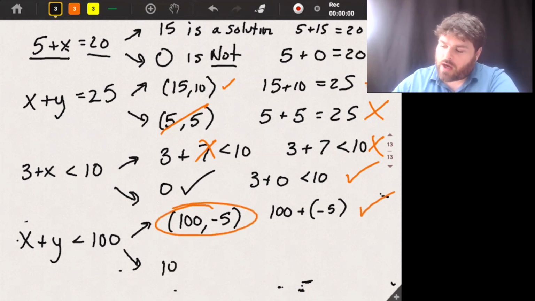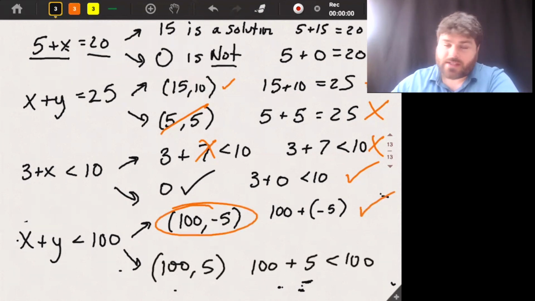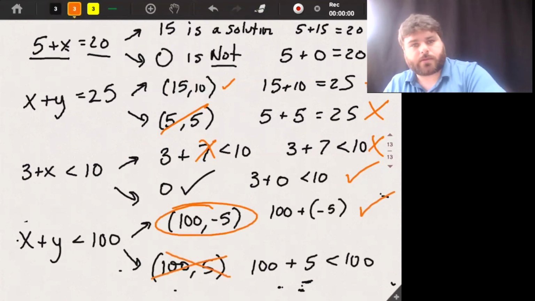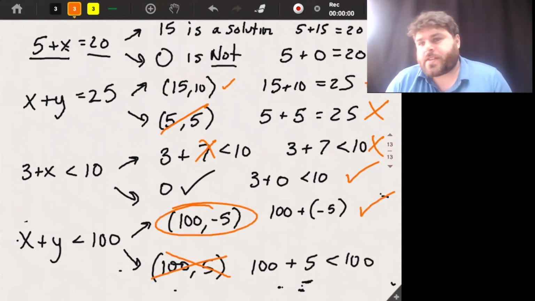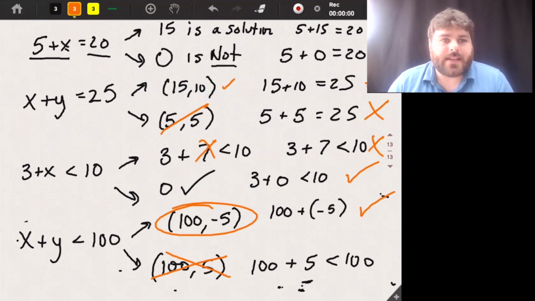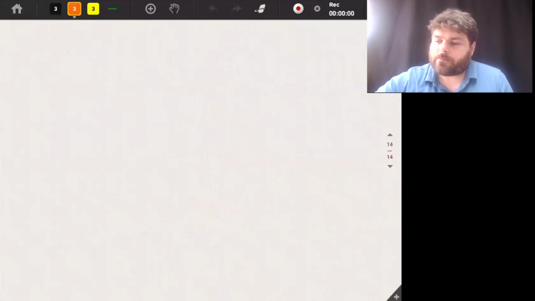All right, let's try 100, 5. When I plug it in, I get 100 plus 5 is less than 100. Is that true? No, which means that pair is not a solution. It's easy as that. If you want to know if something is a solution, you just plug it in and see if it says something true. Things that are true: 10 equals 10, 5 equals 5, -2/3 equals -2/3. So that's what you do to check if something's a solution.